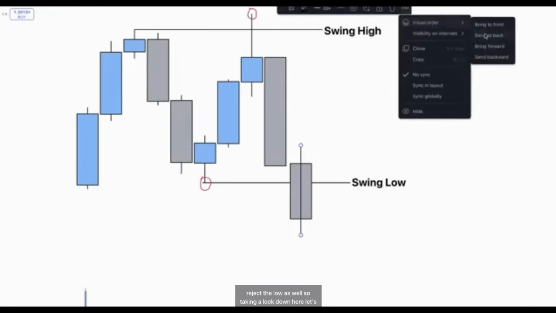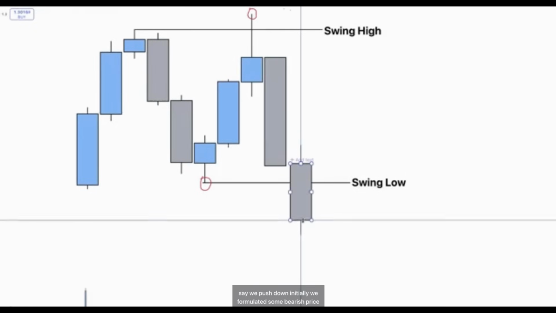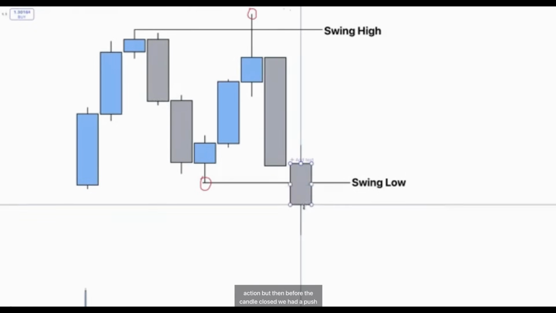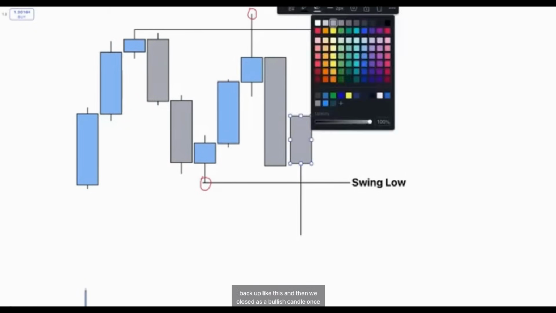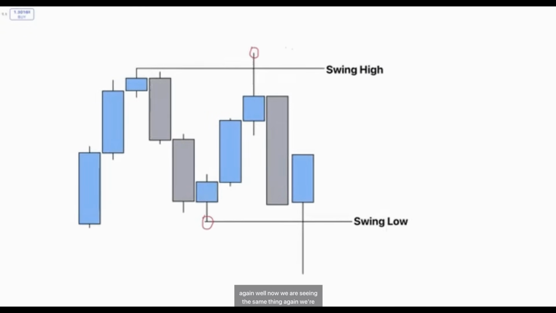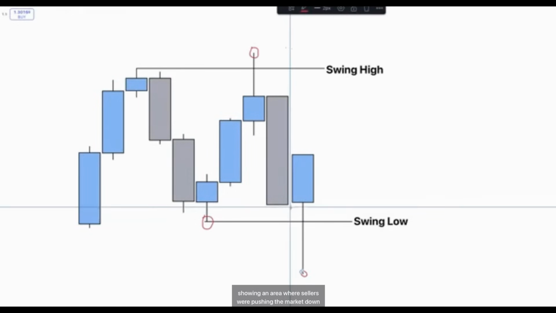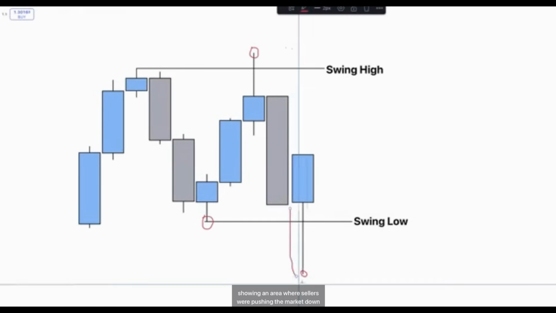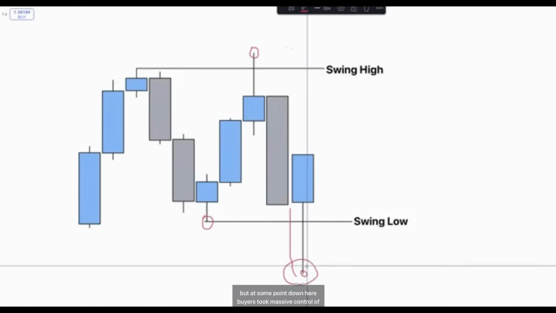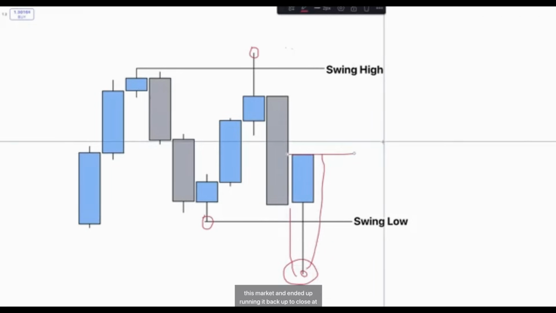But what could also happen is actually we go and reject the low as well. So taking a look down here, let's say we pushed down initially, we formulated some bearish price action, but then before the candle closed, we had a push back up like this, and then we closed as a bullish candle once again. Well, now we are seeing the same thing again. We're seeing a rejection of this swing low. This is basically showing an area where sellers were pushing the market down, but at some point down here, buyers took massive control of this market and ended up running it back up to close at this point.